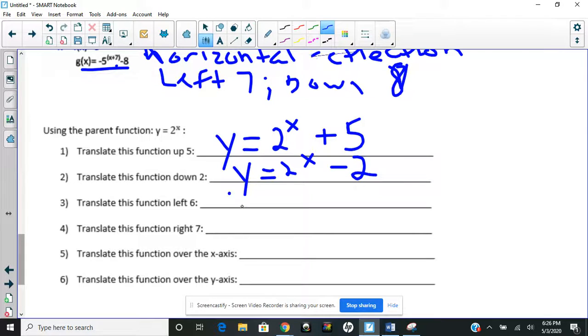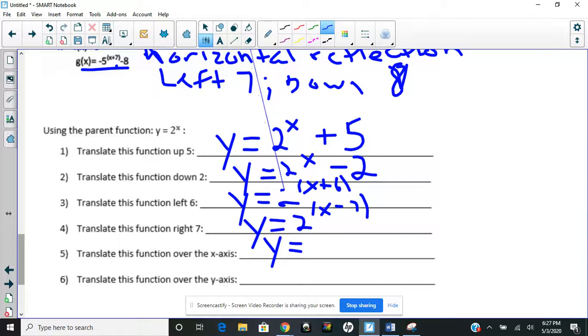We're going to do left 6. I'm starting with my parent function, my original function. I'm going to put parentheses, x. If you want to pause it to try it, I would do that now. Left 6 is plus 6. And notice how that plus 6 is kind of tiny because it's up in the exponent. The next one, y equals 2 to the x. Minus 7 is right 7. Like we said before, for number 5, reflect over x is our horizontal. So y equals negative in front of everything, 2 to the x.